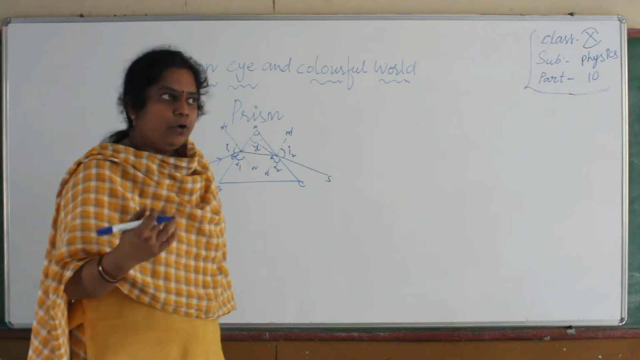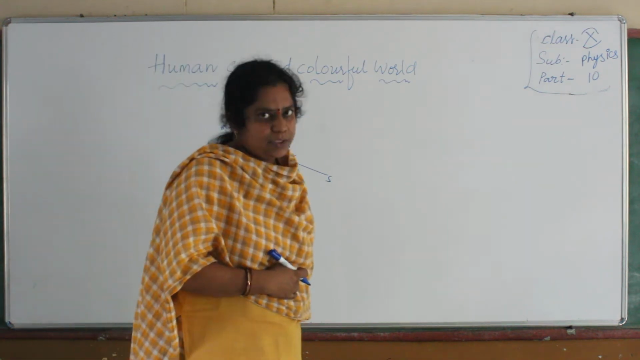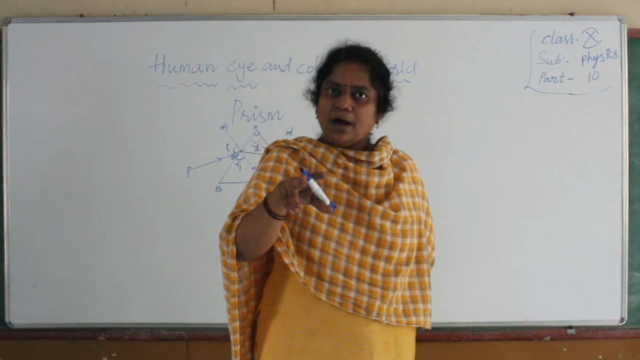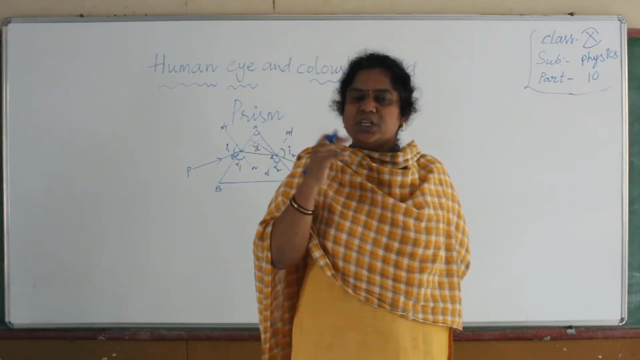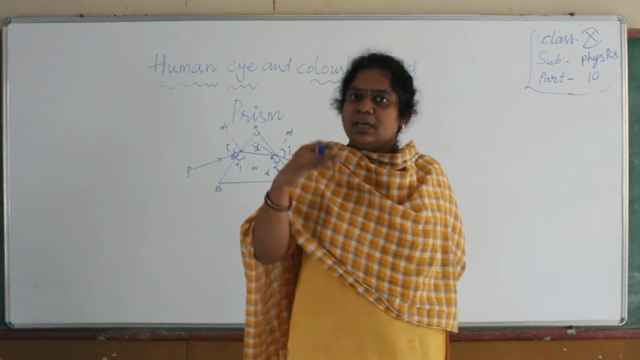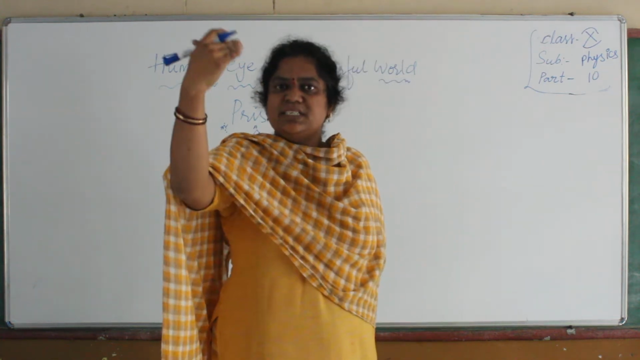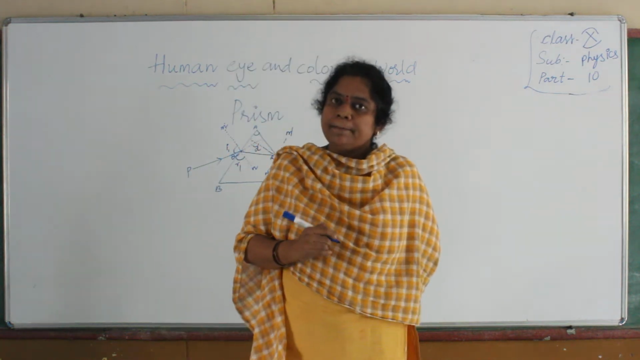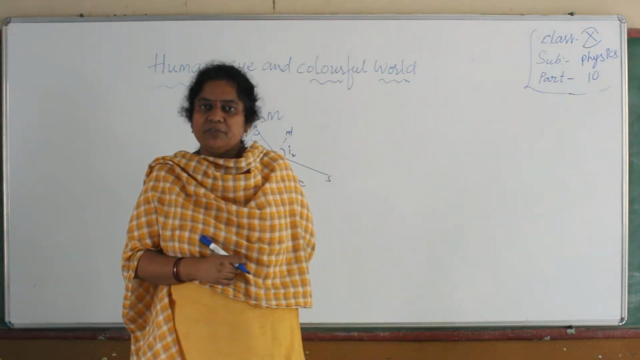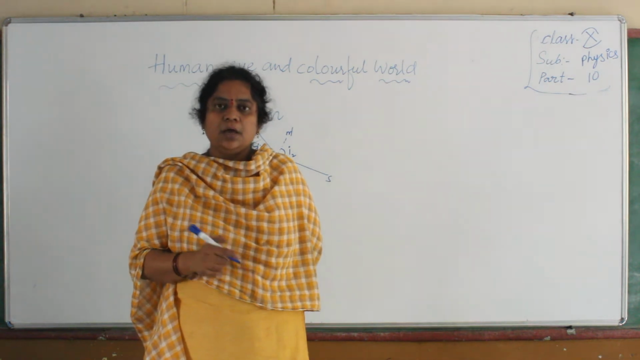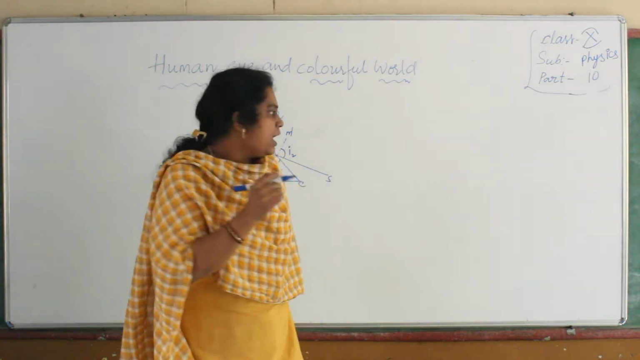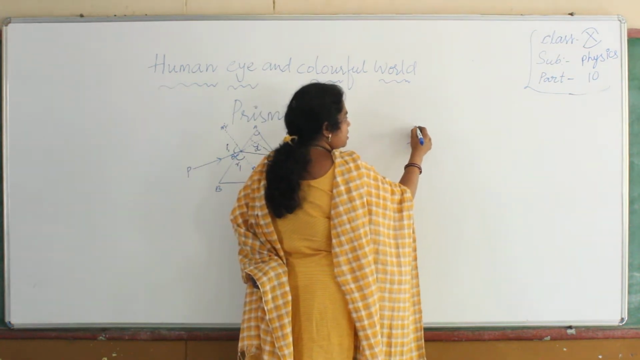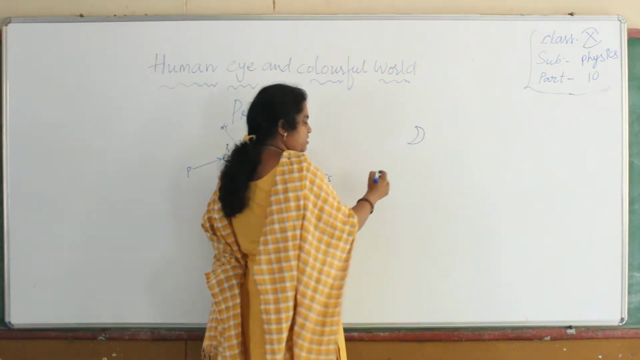And I discussed with you even about presbyopia. What is presbyopia? It's a combination of myopia and hypermetropia. He can't see the nearer objects as well as he can't see the farther objects too. And what is the correction that we have to give for that presbyopia patient? We have to give concavo-convex. That will be like this. Concavo, this is the concave surface and this is the convex surface.